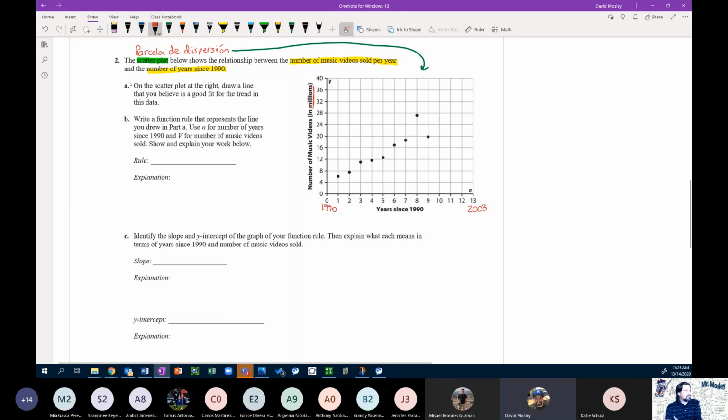So now, part A. On our scatter plot at the right, draw a line that you believe is a good fit for the trend in this data.